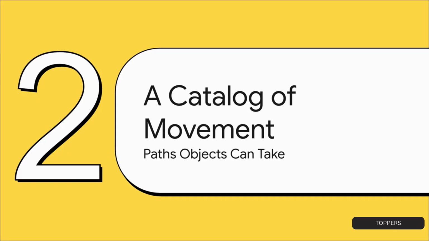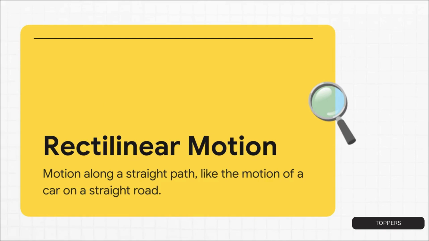All right, so now that we know motion is relative, let's look at the different paths it can take. See, motion isn't just one single thing. We can actually classify it into a few key categories. It's like building a catalog of movement. The most straightforward type, pun intended, is rectilinear motion. It's really just a fancy term for moving in a perfectly straight line, like a train on a straight track or an apple falling directly from a tree.